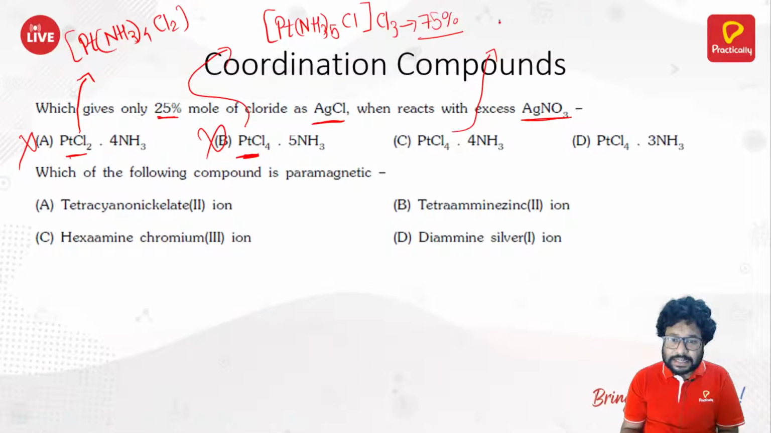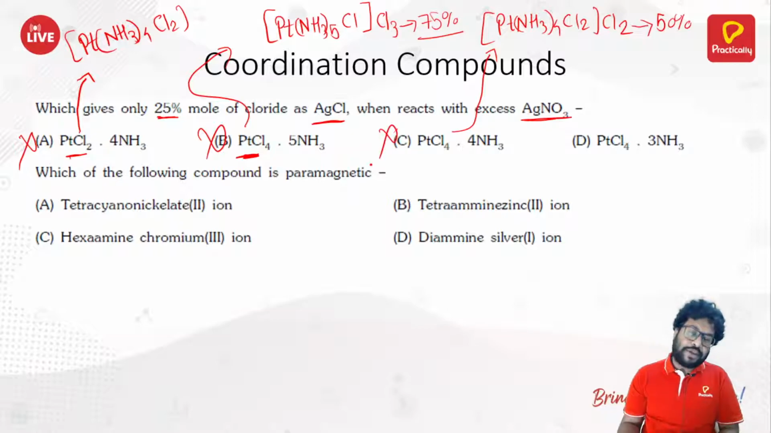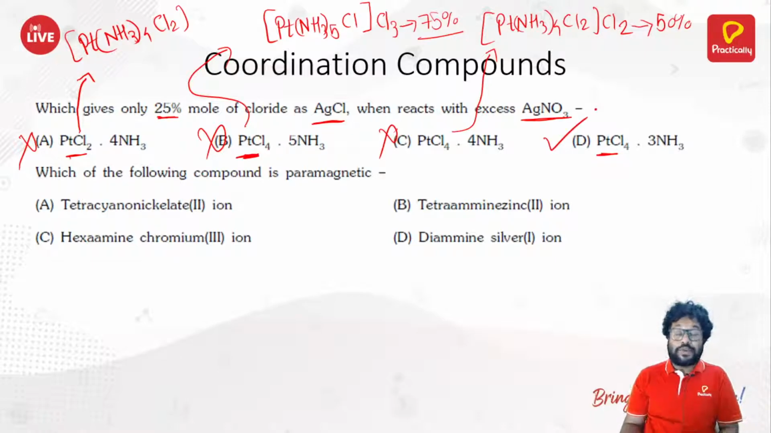Next is this one. As far as this is concerned, again Pt, NH3 4, 2Cl2. 2 Cl remain, they are outside. So if these 2 Cl are outside, they can get ionized. Out of 4, 2 are getting ionized, that means 50%. So this also cannot be your answer. Lastly, if all of these 3 are not your answer, D should be your answer, that's for sure.